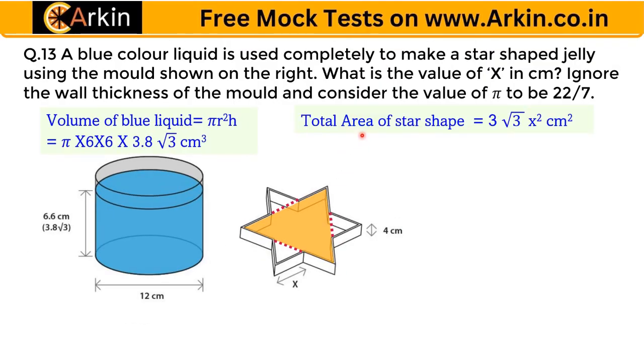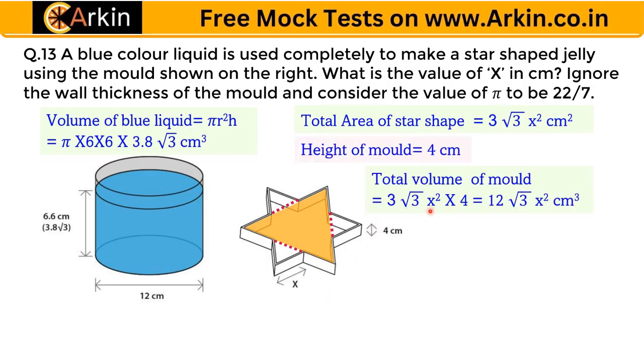The area of the star shape, we found out, is 3 root 3 x square. Height is given as 4 centimeter. So the height of the mold is 4 centimeter. So the total volume of the mold will be this into this. It will come to 12 root 3 x square.